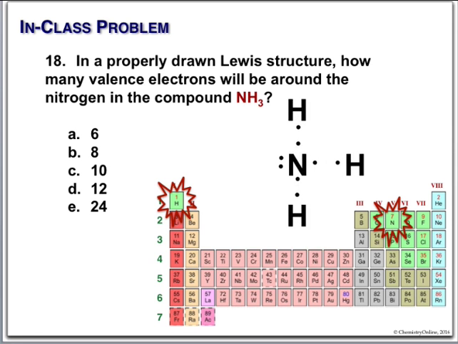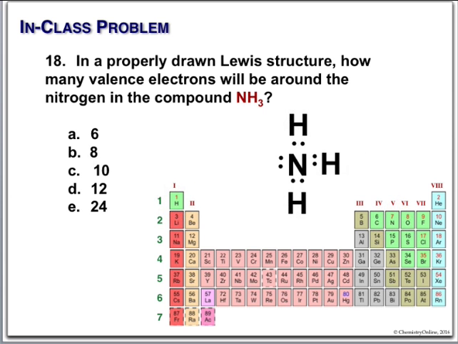Now to make our bonds, we're simply going to pair up these guys, and these guys. So we're sharing these electrons, these and these. How many are around the nitrogen? This is the true octet rule. There are 2, 4, 6, 8 electrons around our nitrogen.